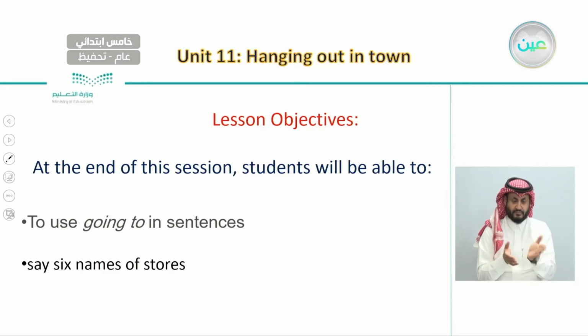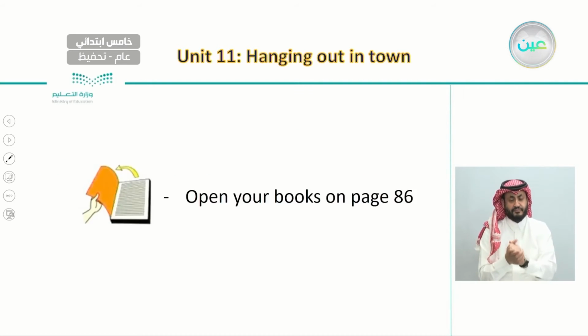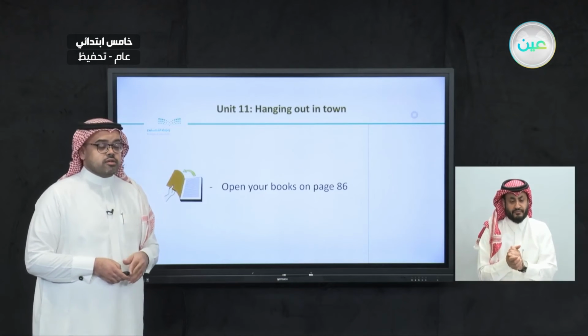So let's get to know our objectives in today's lesson. Our objectives in today's lesson are that we hope that at the end you will be able to use going to in sentences and to say at least 6 names of different stores. Now, I would like you please to open your books on page 86.